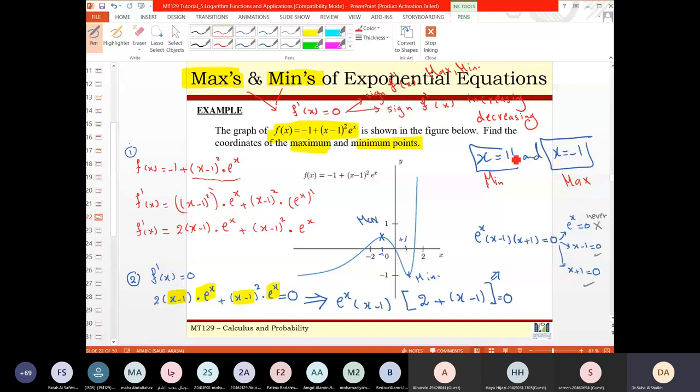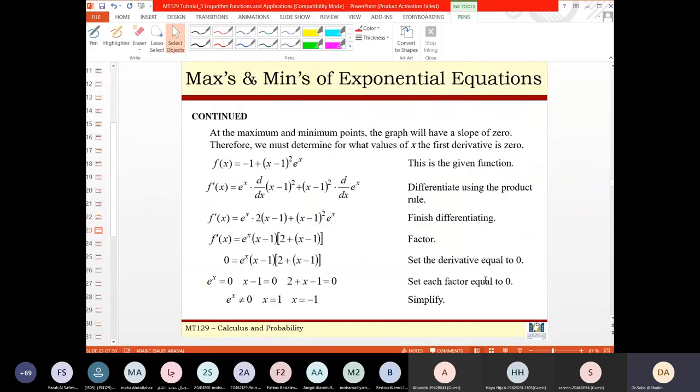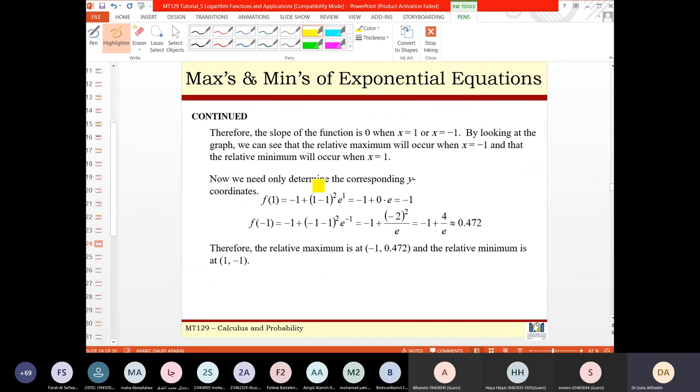أحتاج ال y. How can I find the y of each one of those x's? Where we substitute في ال f of x. So f عند ال 1 will give me my first y, and f عند ال minus 1 will give me my second y. You can find it. It is solved in here. The first point at the 1, it's minus 1, and the minus 1 will give me 0.472. So 1 and minus 1 is a minimum, and this one is the maximum.